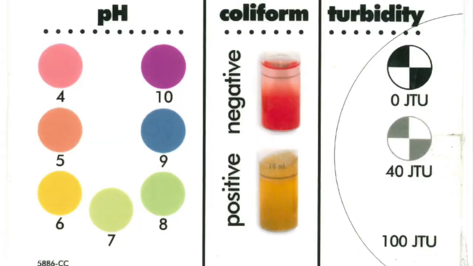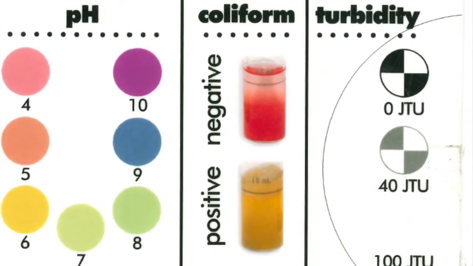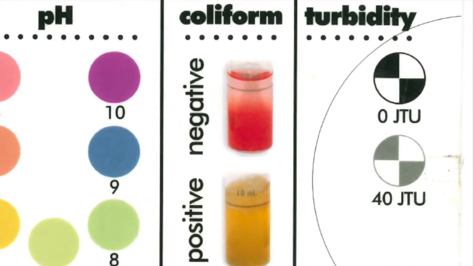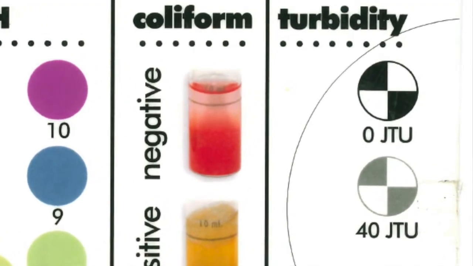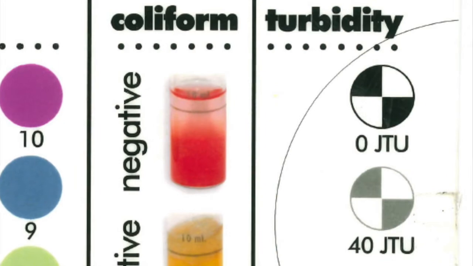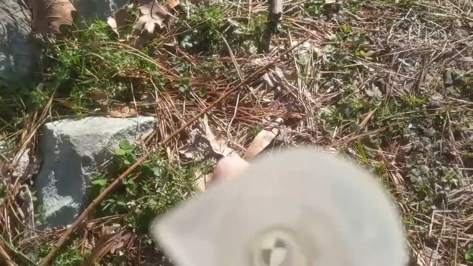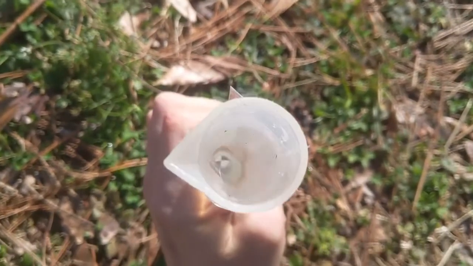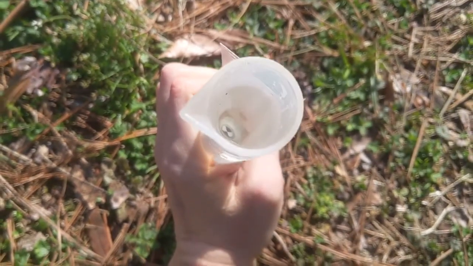So we're going to do 2 different measurements. You have on the chart that was provided with all of the test results an estimate for 0 JTU, 40 JTU, and 100 JTU. And if you think it's between 0 and 40, then you could safely say that it's about 20 JTU. So this water level goes all the way up to the 20 centimeter mark. And if we look straight down there, that is very clear. I can definitely see that Secchi disc clearly.